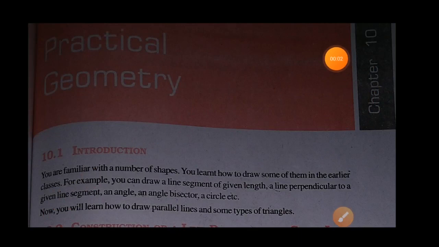Today we start chapter 10, Practical Geometry. Point 1, Introduction. You are familiar with a number of shapes. You learned how to draw some of them in the earlier classes. For example, you can draw a line segment of given length, a line perpendicular to a given line segment, an angle bisector, a circle, etc. Now you will learn how to draw parallel lines and some types of triangles.